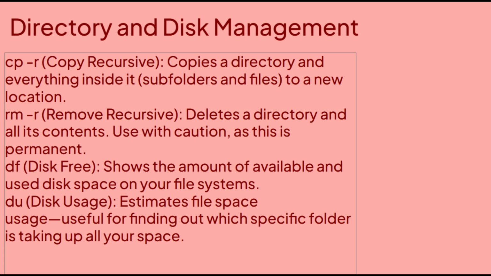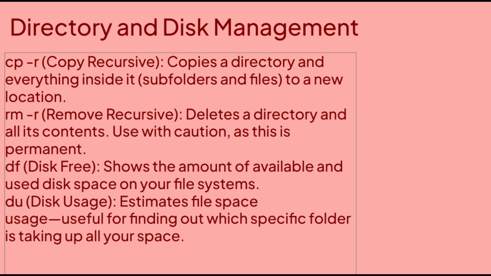Here we have cp -r, which is for copy recursive. This allows for us to copy a directory and everything inside it, including subfolders and files, and have that transferred to a new location. Next we have remove recursive, which deletes a directory and all its contents. I noted that you should use this with caution, as this is permanent and you can't go back.